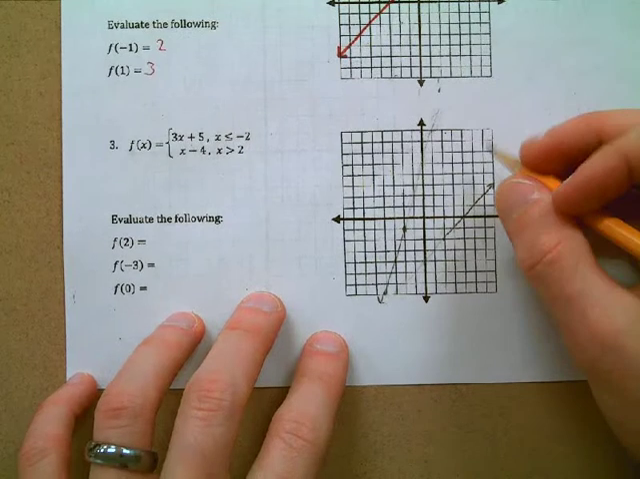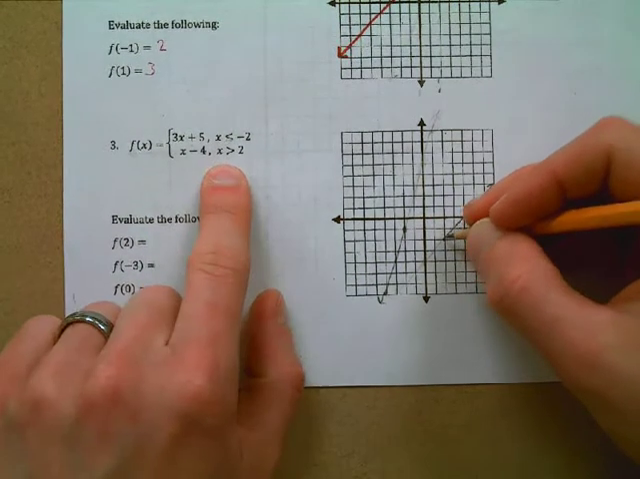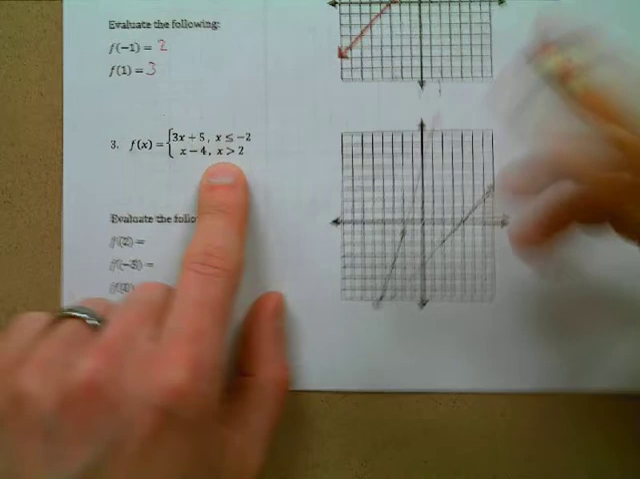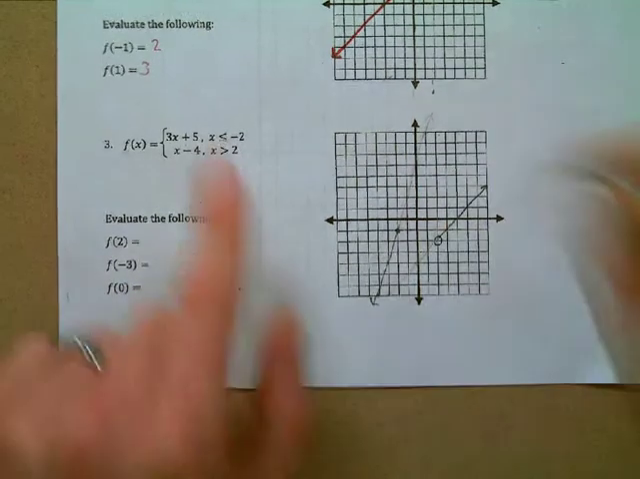Now, what kind of dot should I have at 2? Should it be open or should it be closed? Open or filled in? Open because it doesn't have the equal to there, right? So I'm going to erase this little solid dot that I have and put an open circle there. Okay, and so there it is.